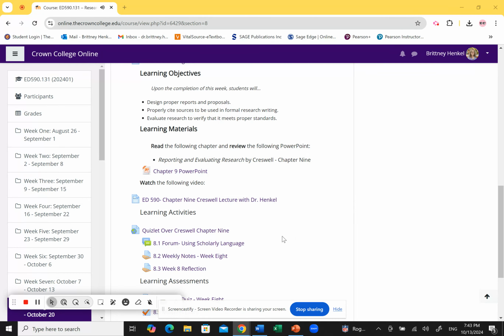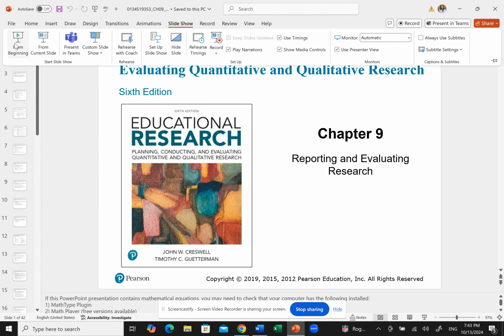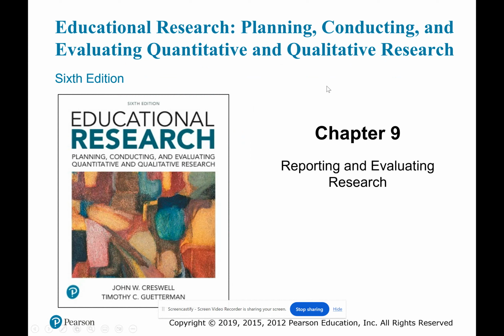Alright, so we're going to go over chapter 9. So let me pull up the PowerPoint real quick from your Creswell text. So this chapter focuses on how to write and compose a research report and how to evaluate the quality of such a report.